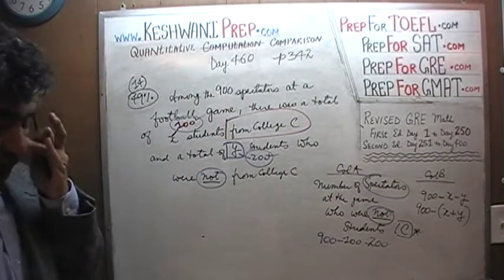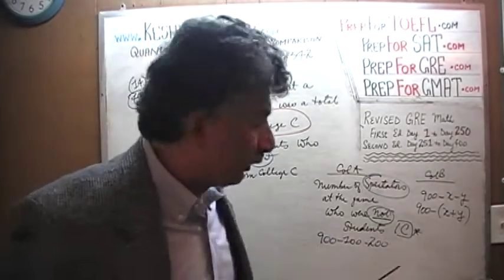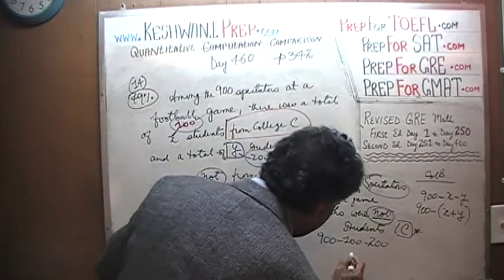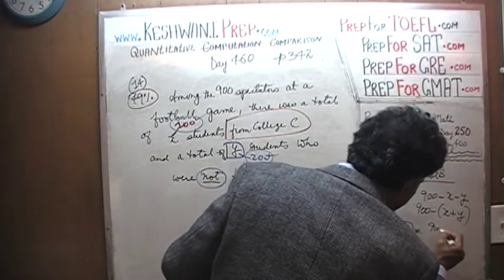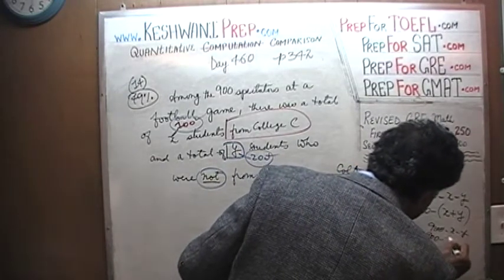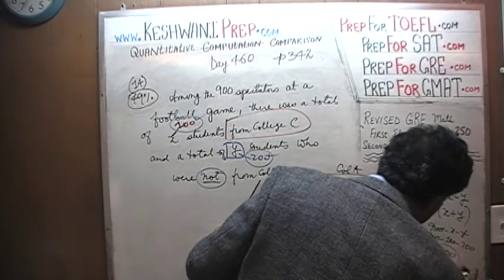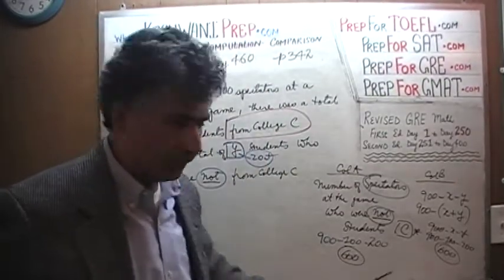Inadvertently, I ended up mixing the algebraic method and the plugging in method together here. What we should have done actually at the end is, once we have the answer of 600 here, we would have gone to this quantity, 900 minus x minus y, and we would have substituted minus 100 minus 200, and we would have seen that in this column we also get 600, what we had in this column, and therefore the answer is C.